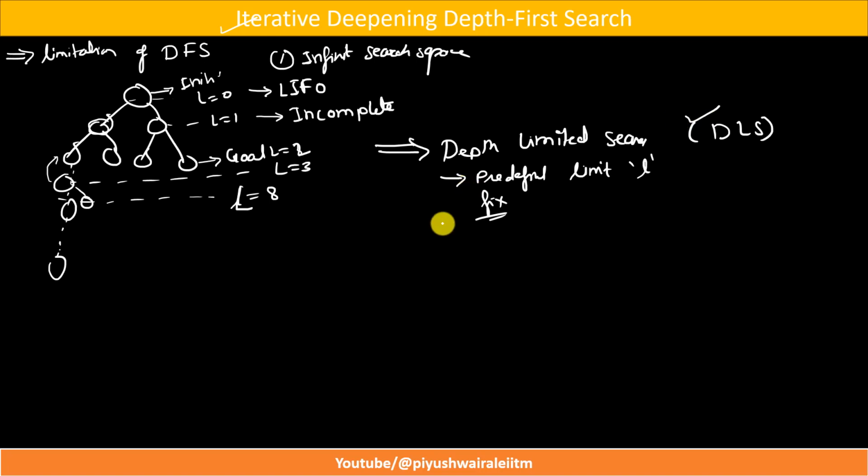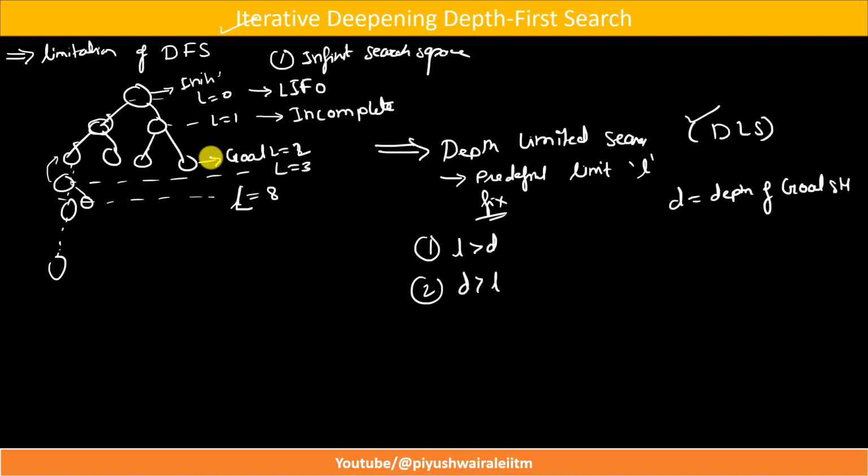But also in DLS, there are two conditions. Suppose L is greater than D, and D is greater than L, right? So what is L here? That is the predefined limit L, the restriction that we have put on the search limit. Now what is D here? That is the depth of the goal state.